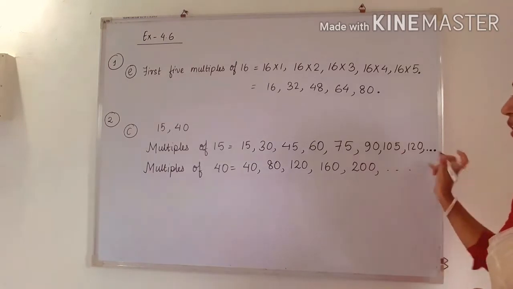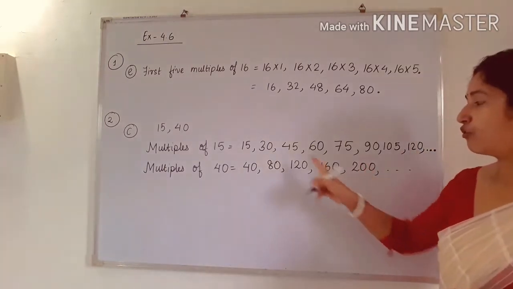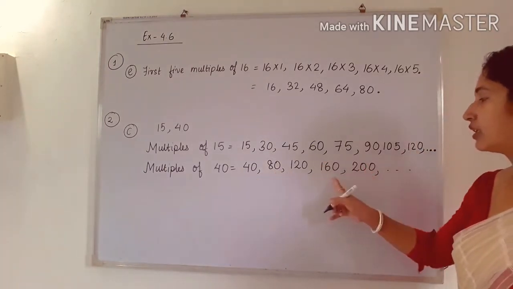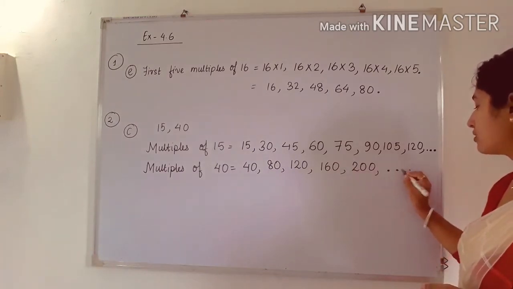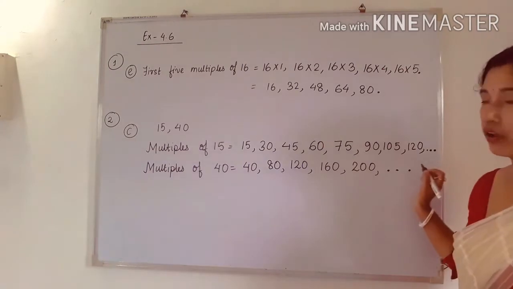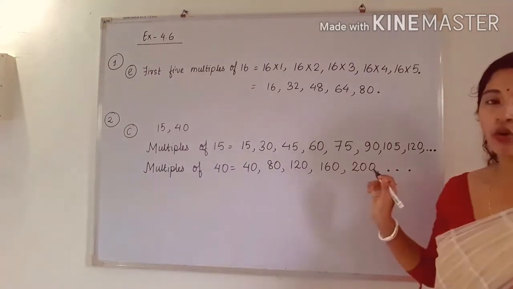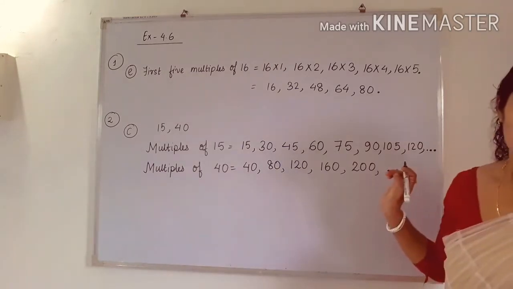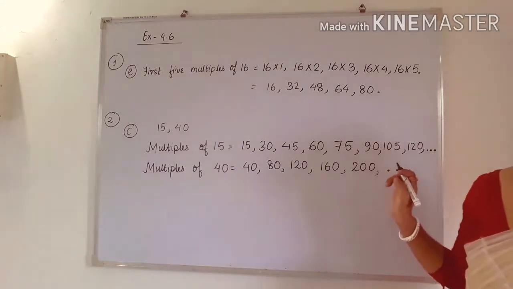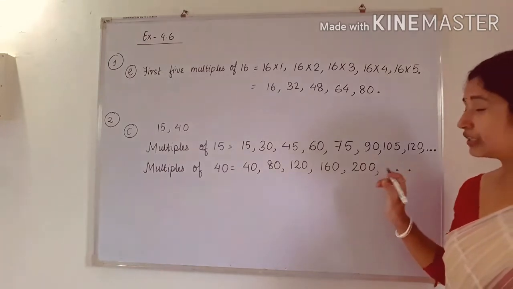Similarly, the multiples of 40: 40, then 80, then 120, then 160, then 200. Like that, again I have written 3 dots. It will go on like this. So it is not possible to write all the multiples. Because here we need the LCM.